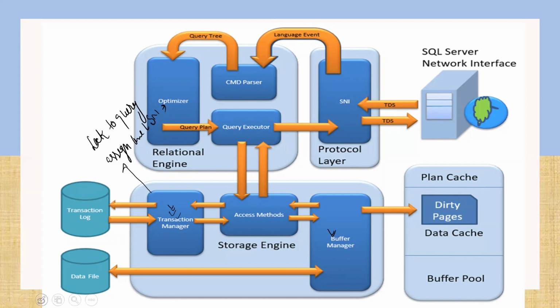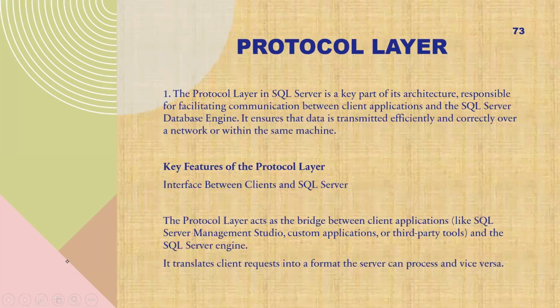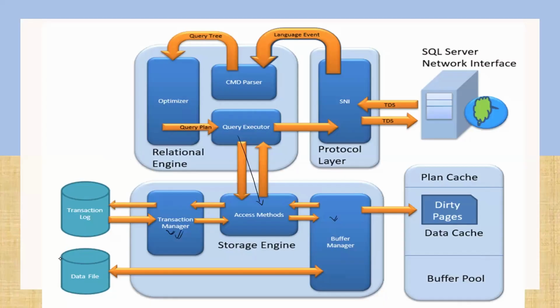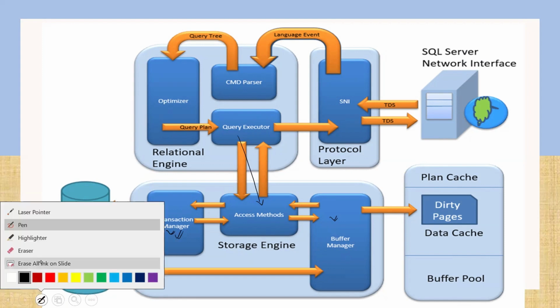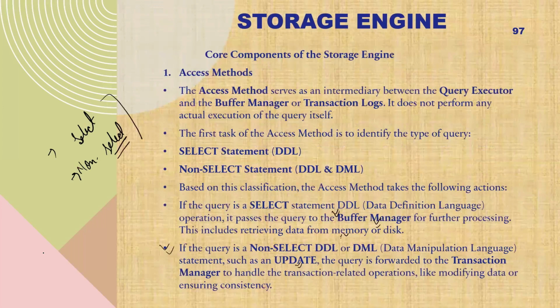If the query is a select, it will move to the buffer manager. If it is a non-select query, it will move to the transaction manager. From the query executor, it will move to the access method. If it is a select query, it will go to the buffer manager. If it is a non-select query, it will go to the transaction manager. So the access method decides where the query will go.